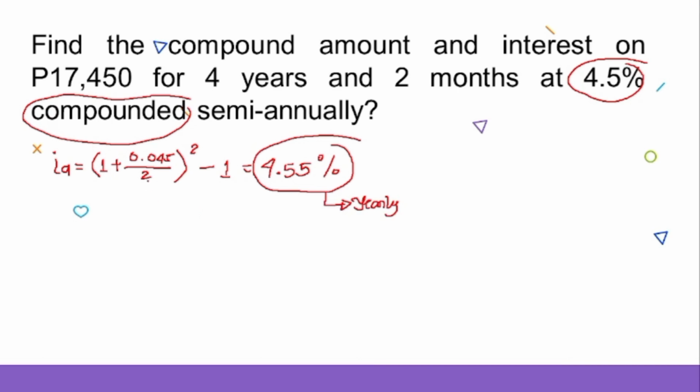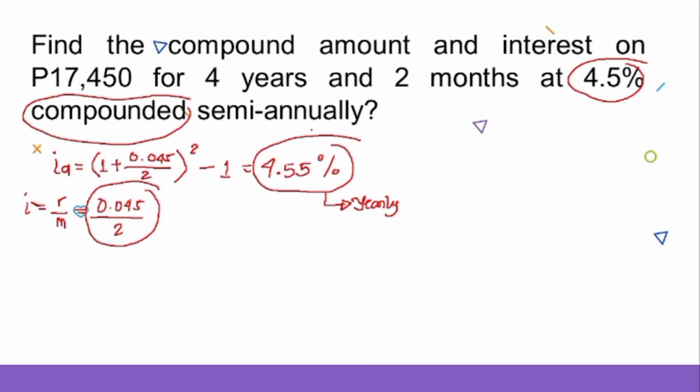Kapag ito naman, etong nandito, 'di ba, yung ginamit natin sa pag-solve ng problem are I is equal to R over M. So in this case, that is 0.045 all over 2. So this one, ito yung effective semi-annual interest. Ito yung kapag semi-annual interest siya. Pero kapag yearly, ito yung annual interest natin.